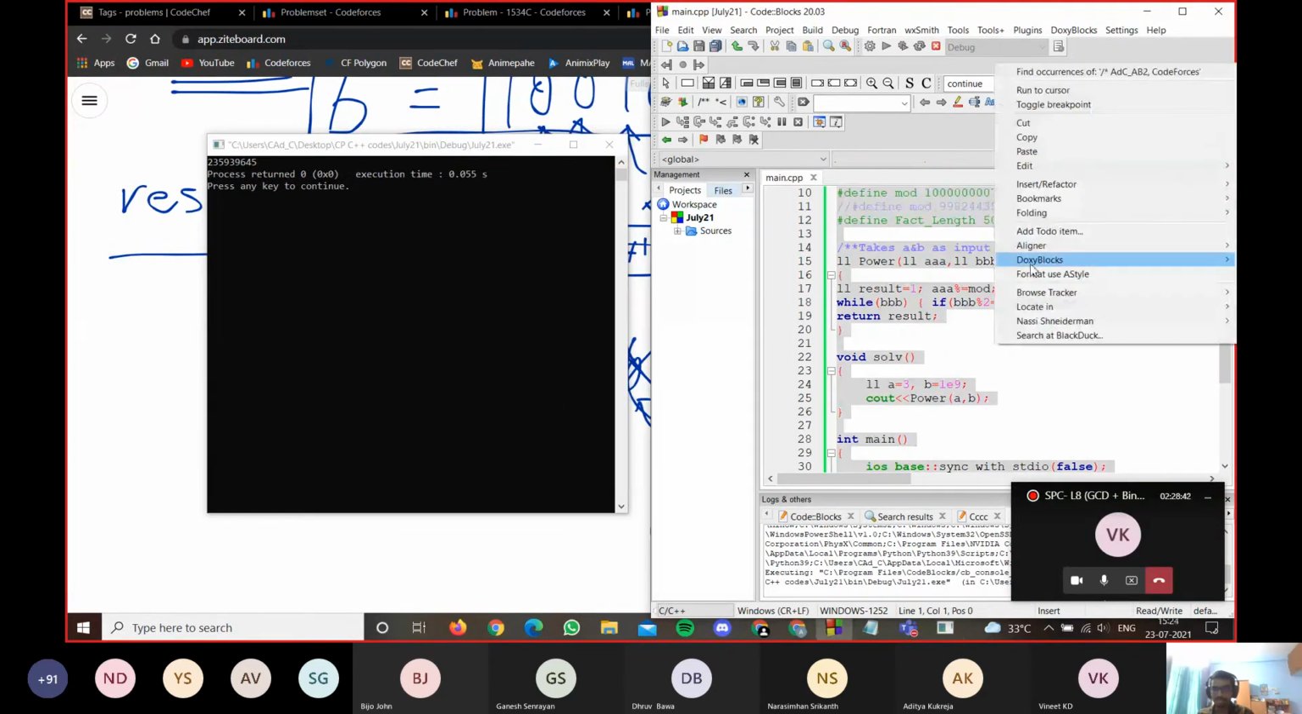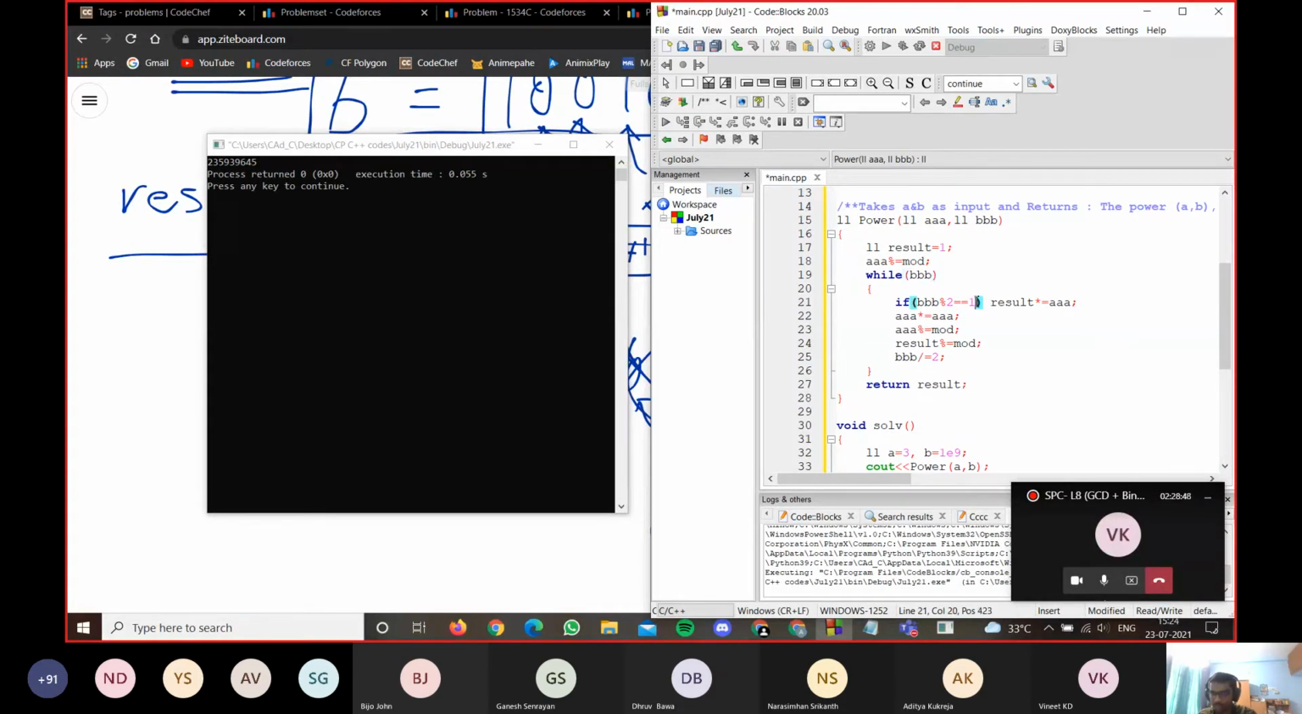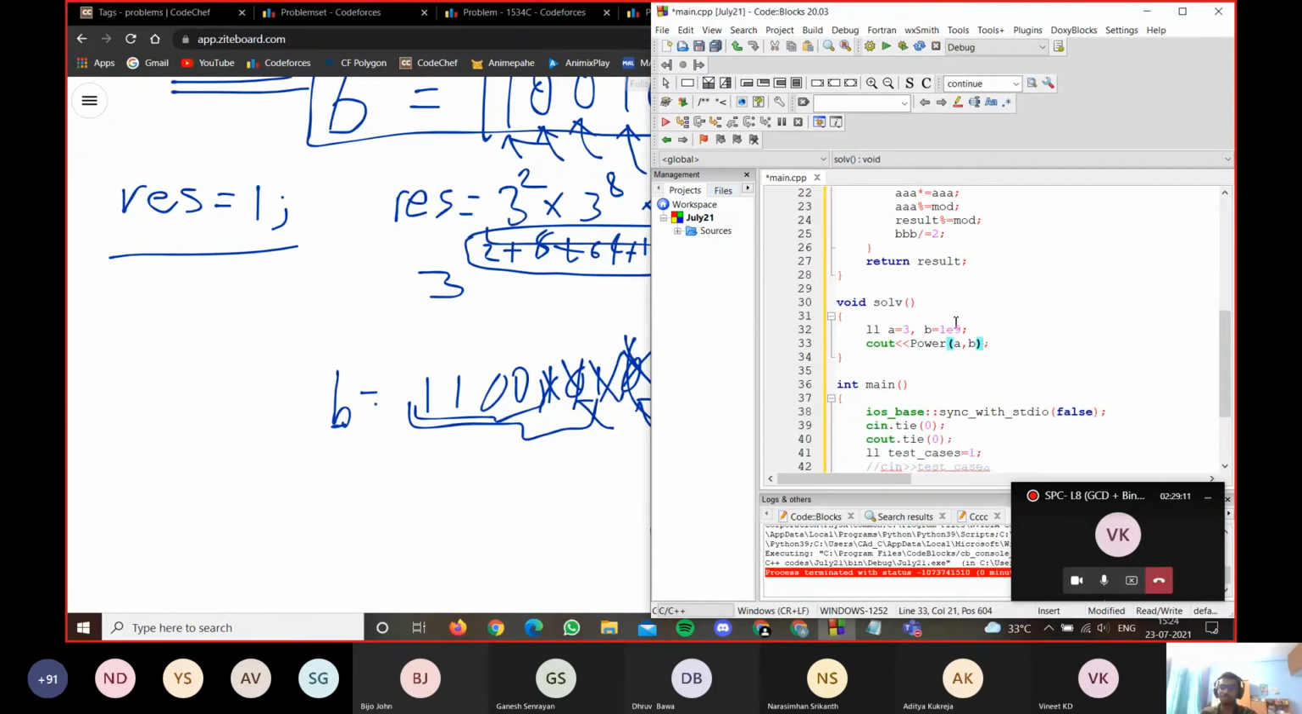Maybe I'll format it so that you can see what's happening. So result is 1. Initially I'm taking modulus, and while B, if the ith bit is 1, I will multiply a. Basically this stores a power 2 power i mod. So result will be multiplied by that, and then I will square it, so it will become a power 2 power i plus 1. And then I take modulus, result modulus, and go to the next bit. So this feels like such a powerful tool.